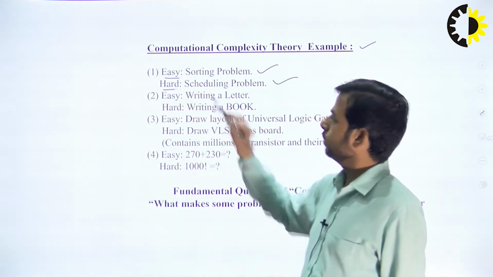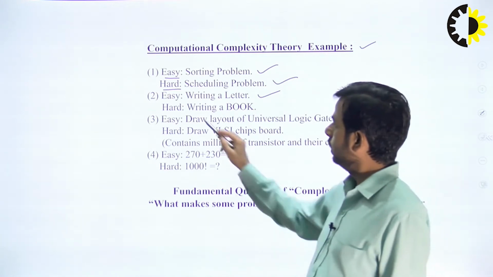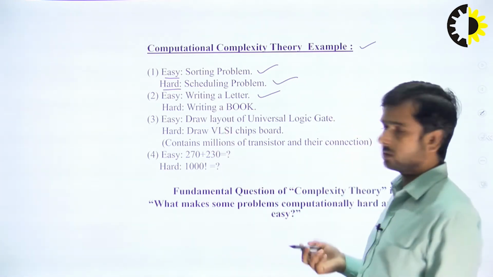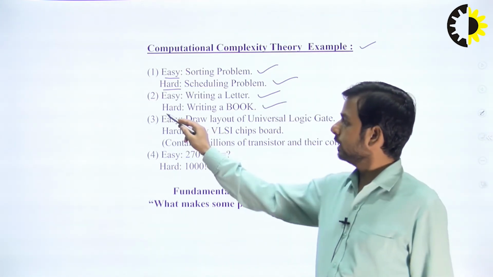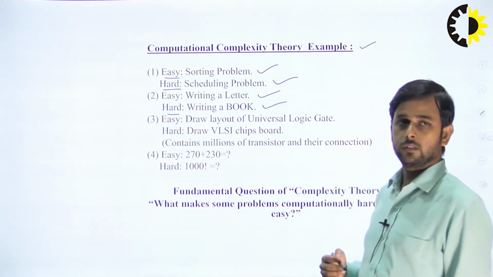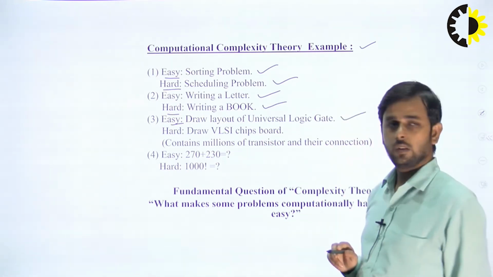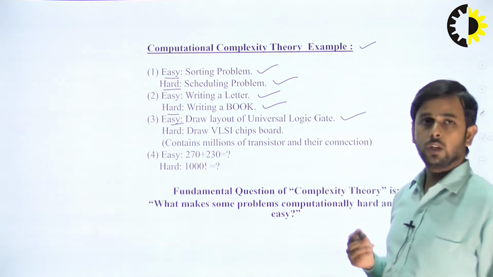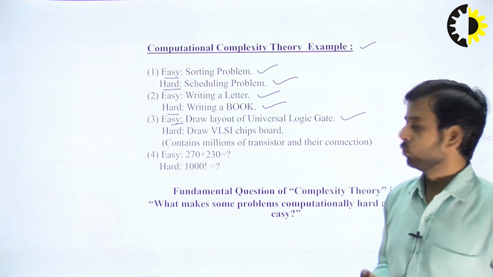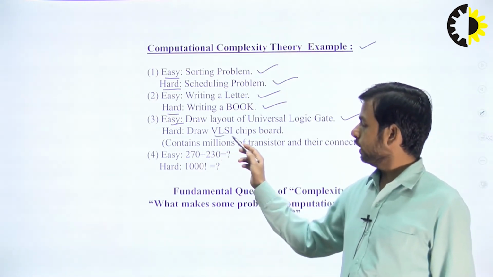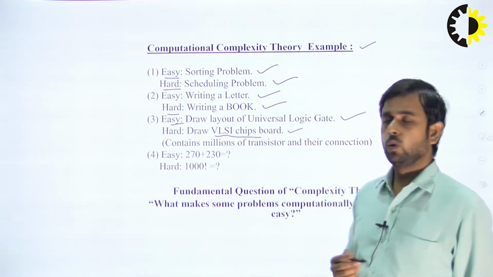Some examples of complexity: suppose sorting a problem, it is an easy problem, and scheduling problem, it is a hard problem. Second example is writing a letter, it is an easy problem. It means that writing a letter takes less time complexity and less space complexity, and writing a book will take more time and space. Third example is the layout of a universal logic gate. To draw the layout of a universal logic gate takes less time as well as less memory, and to draw a VLSI, very large scale integrated chip board, requires more time and space.